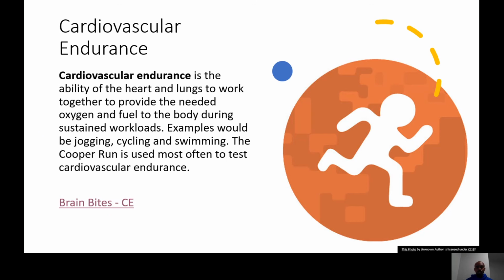Cardiovascular endurance is the ability of the heart and lungs to work together to provide the needed oxygen and fuel to the body during sustained workouts. Examples would be jogging, cycling, and swimming. The Cooper run is used most often to test cardiovascular endurance. The pacer test is also a good example of an assessment that tests cardiovascular endurance.